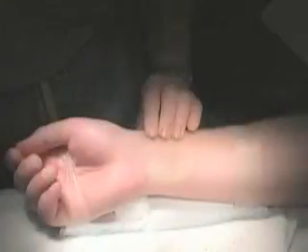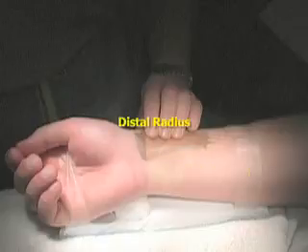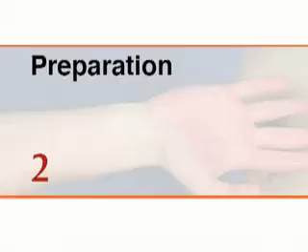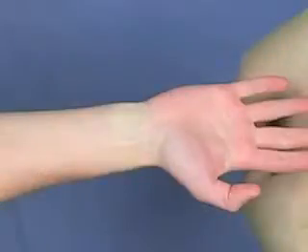The radial pulse is palpated between the distal radius and the flexor carpi radialis tendon. Prior to line placement, perfusion of the extremity should be checked. For radial arterial catheters, an Allen test or a modified Allen test may be performed.